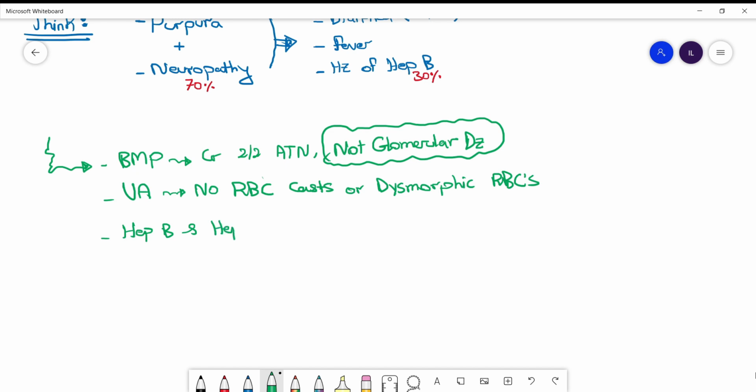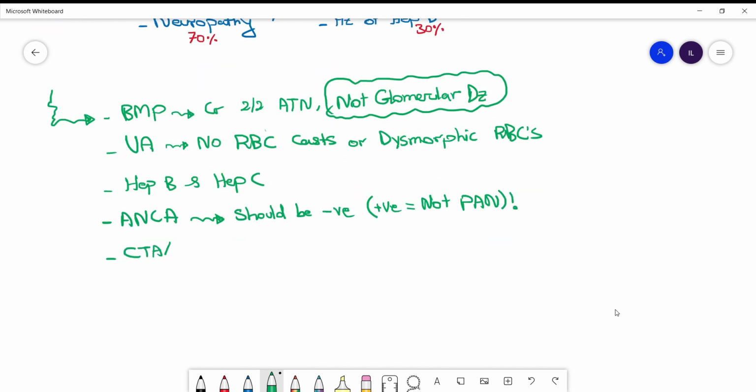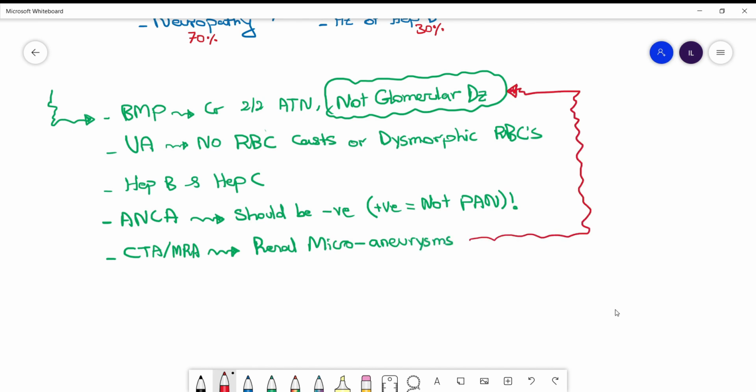You want to check for hepatitis B and hepatitis C as we mentioned, and you want to check for ANCA as well. If that is negative, then this goes with polyarteritis nodosa. If it's positive, then polyarteritis nodosa is very unlikely. Now, you need to do imaging to confirm your diagnosis, and here we are talking about CT angio or MRA. What we are looking for is renal microaneurysms. And remember, these are the ones that cause ischemic kidney injury and acute tubular necrosis.